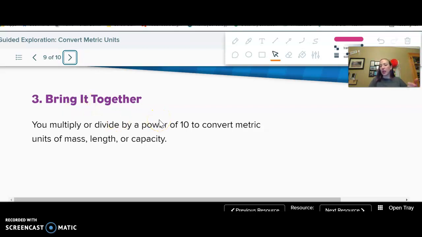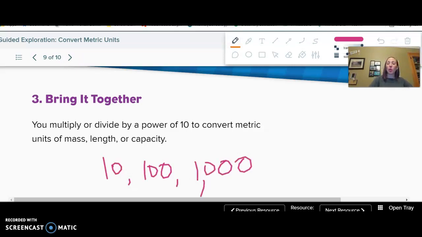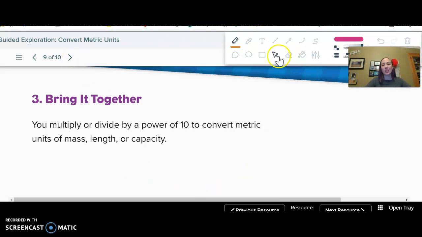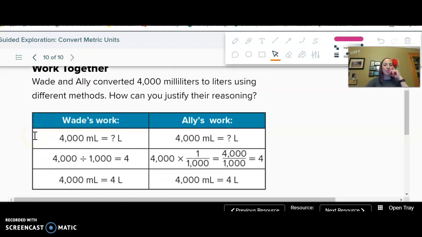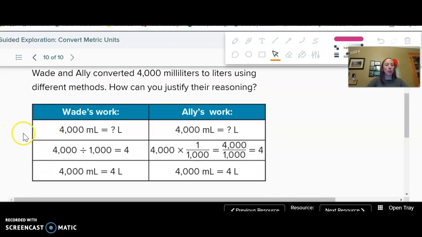So we're multiplying or dividing by a power of 10. Remember, 10, 100, 1,000. If we were going all the way from millimeters to kilometers, it'd be an even bigger number. But usually it's just 10, 100, or 1,000. I don't necessarily need to know how many millimeters are in a kilometer. That would be outrageous. And this is just showing two different people. This person divided by 1,000. This person multiplied by 1/1,000. That's really the same thing. Dividing by 1,000, same thing as multiplying by 1/1,000.